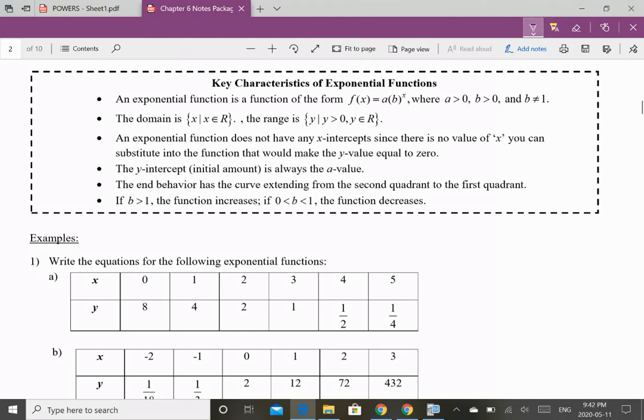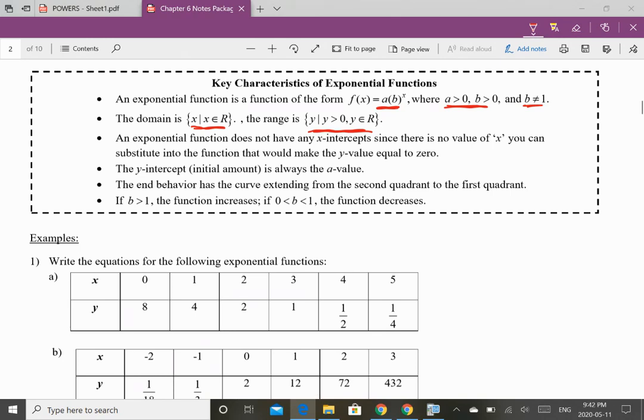Here is the form of our exponential function, a times b to the x. We know a and b are positive and b won't ever be 1. Our domain, always x is an element of the reals. Our range, always y is greater than 0. They're all going to have a similar shape. They're not going to look exactly the same, but all the exponential functions are going to have that same shape. An exponential function does not have any x-intercepts.